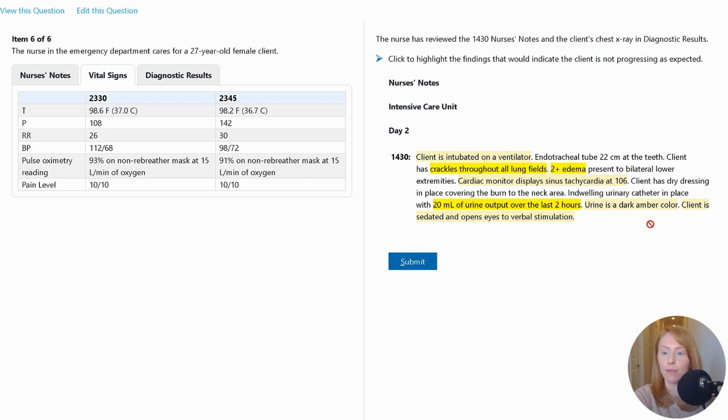The urine is a dark amber color. Concerning for the same reason this is. They are not adequately fluid resuscitated. They're still volume down.